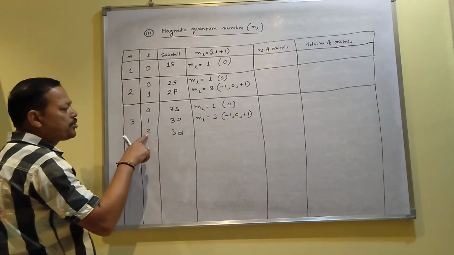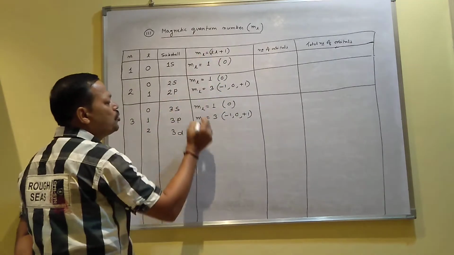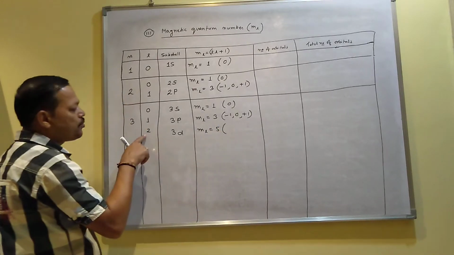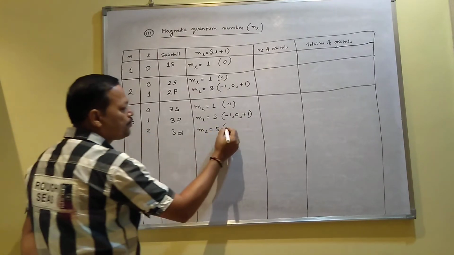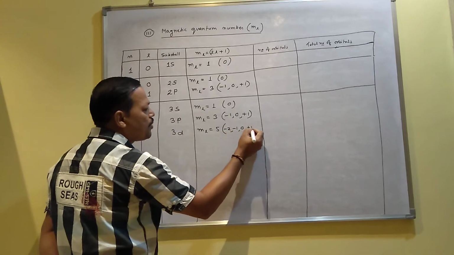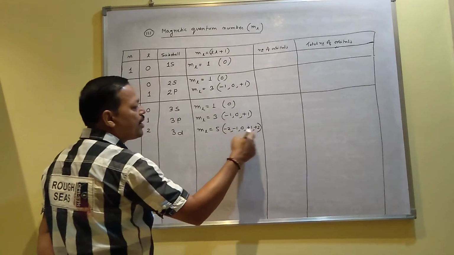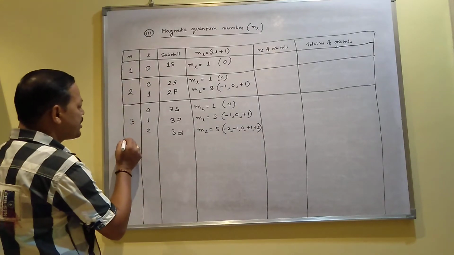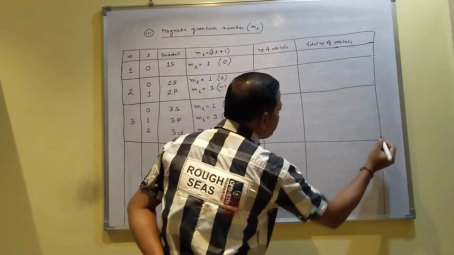And here the L value is 2. When you put L value 2, then ml you will get how much? 5. And what are the values? It starts from minus L, I mean from minus 2. The values are minus 2, minus 1, 0, plus 1, plus 2. These are the 5 values. Like this way you can find out the values. So this is about the third cell.